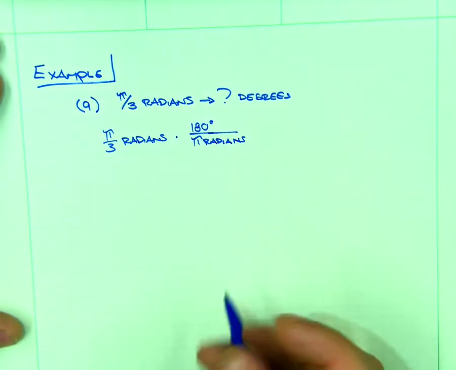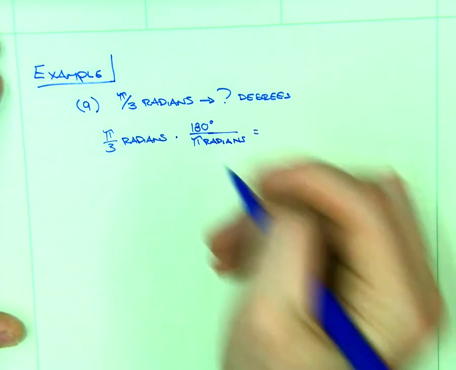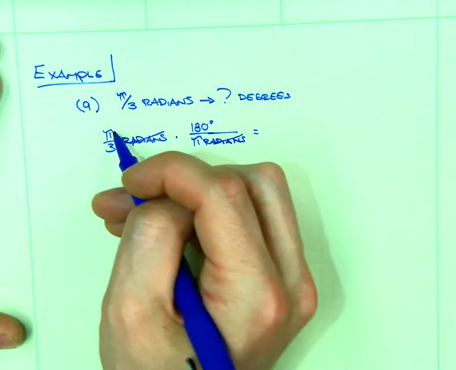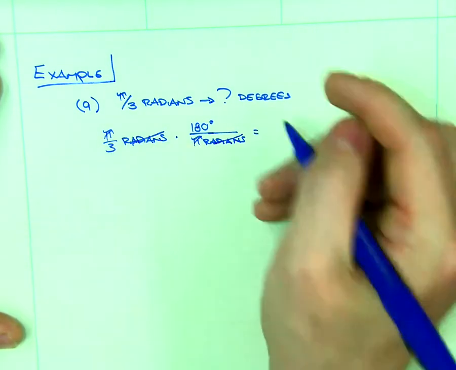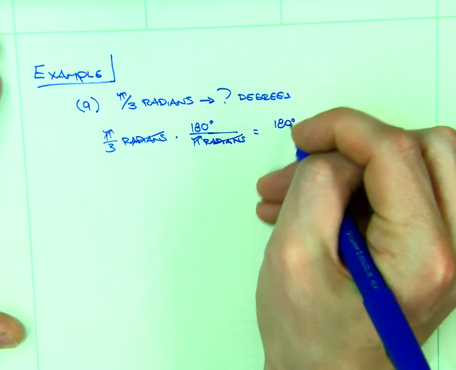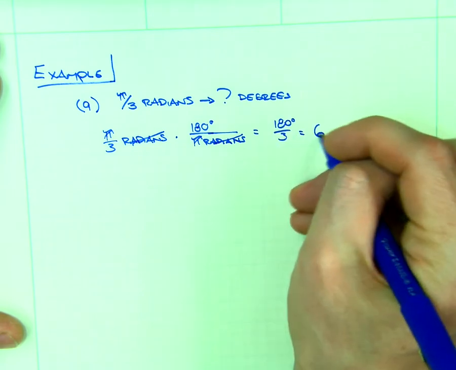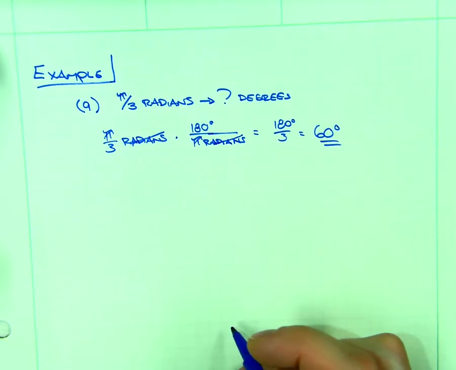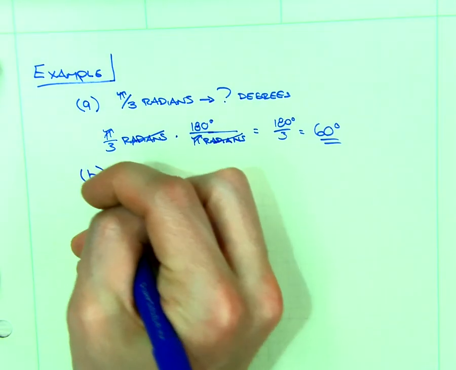Now, of course, if I keep things in terms of pi, then the pi start canceling out. So first thing, the radians, the units cancel out there. I've got a pi up top, a pi up bottom, that cancels. And I just end up with 180 degrees over 3, which is just equal to 60 degrees. Nothing to it. Let's roll through a couple more and finish up.